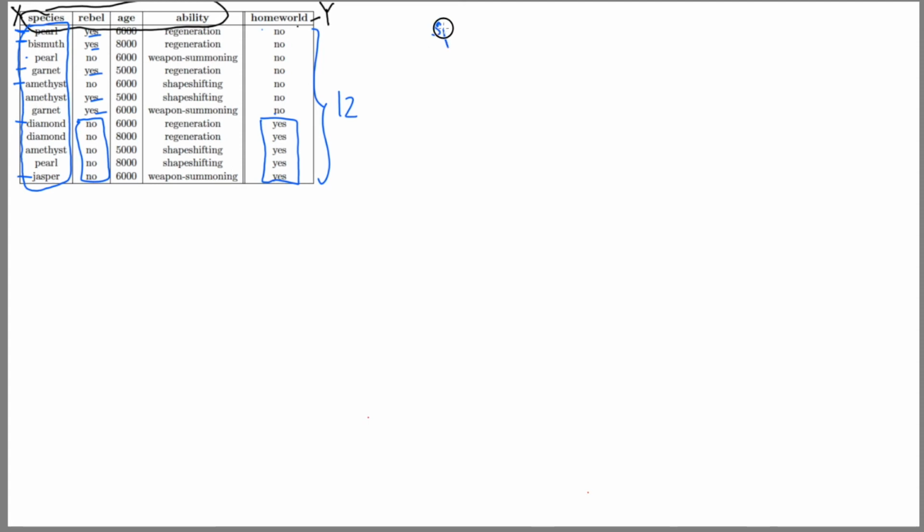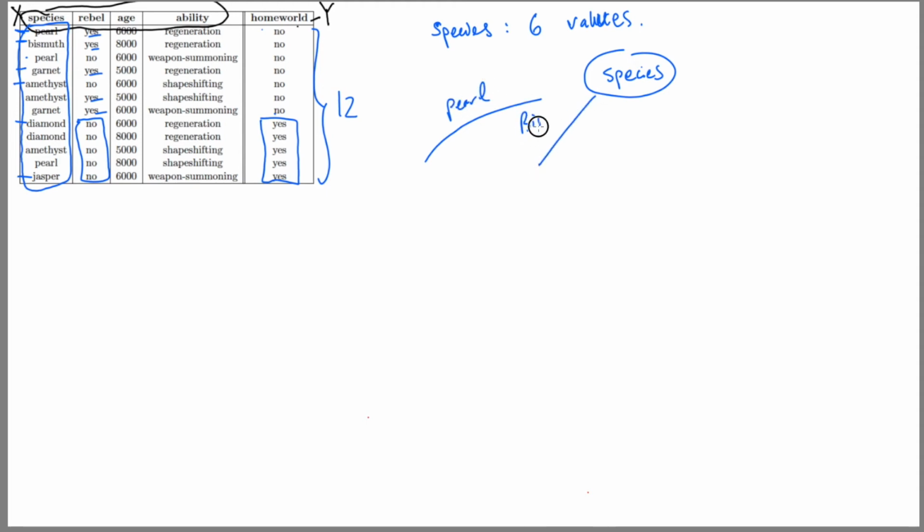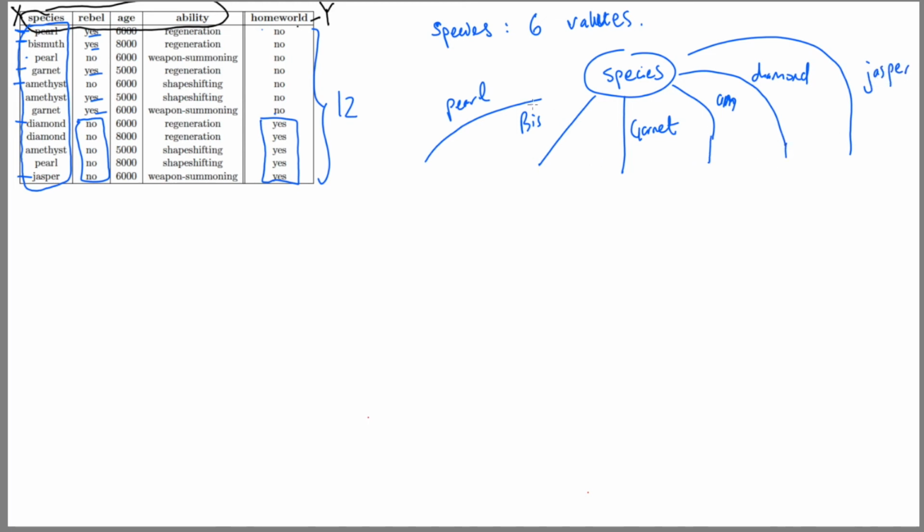So first of all, for species, we have 6 values. Let me just write it out. So species, we have pearl, bismuth, garnet, amethyst, diamonds, and finally jasper. This is pretty painful to write out, but I think it's a good example because we've only been looking at binary valued attributes up till now.